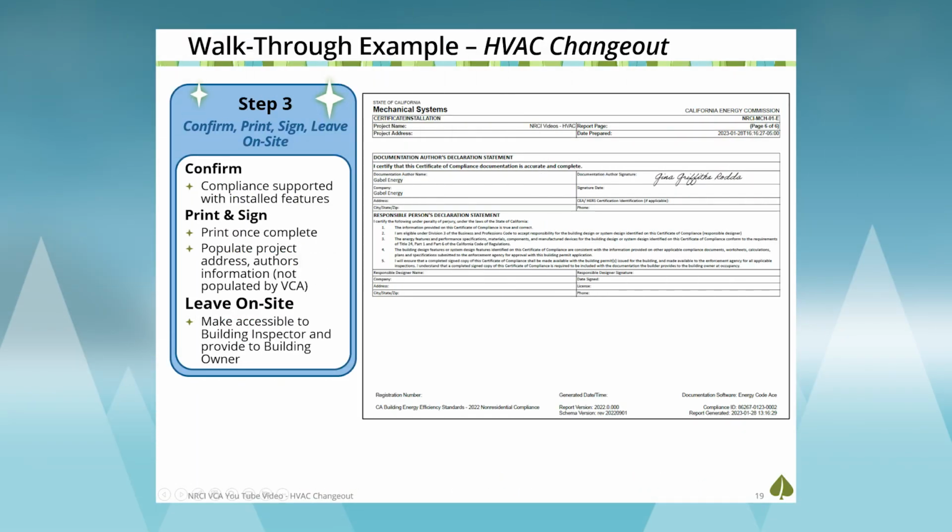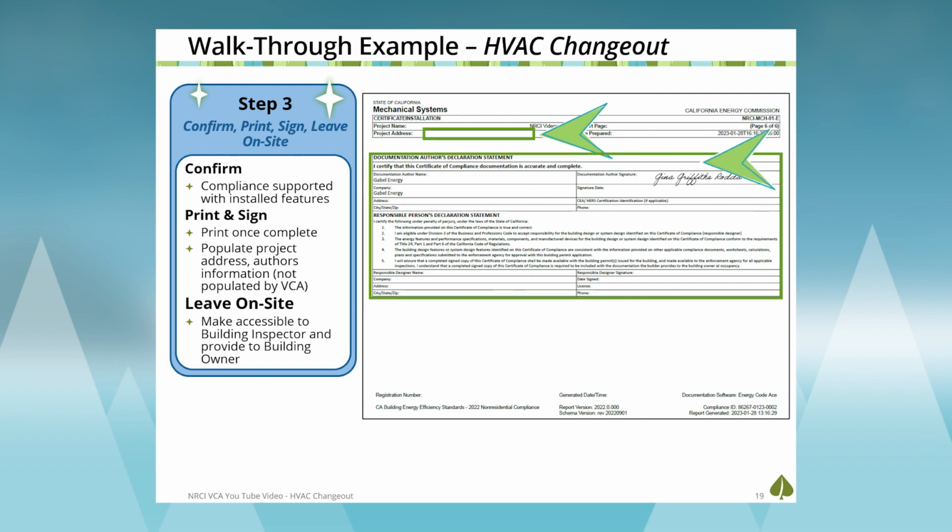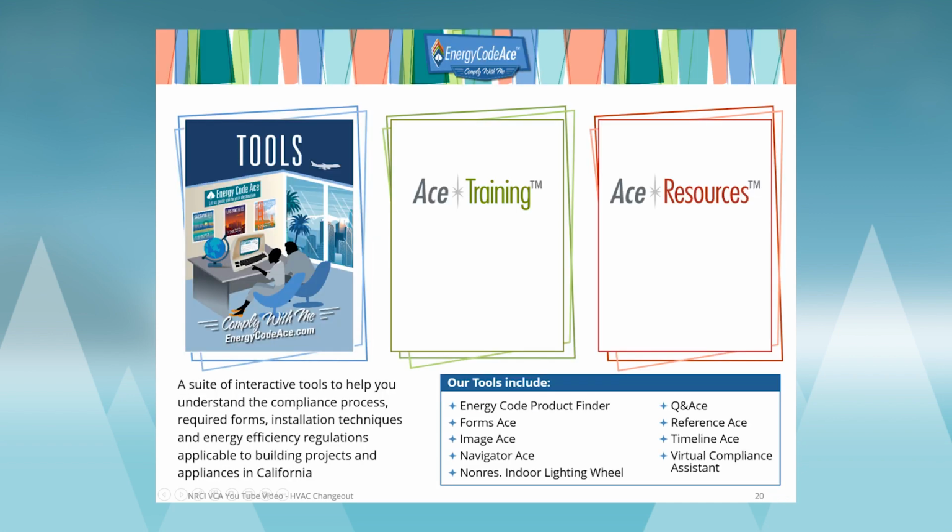So we have our certificate of installation form, and again, remember, you are going to have to use some sort of PDF software to come back in here and put in the project address on each page and complete the documentation author signature and responsible person signature information. Again, because of the state of California protection laws, this is information that is not collected by the Virtual Compliance Assistant. There are so many other tools available through Energy Code ACE, not just the Virtual Compliance Assistant.